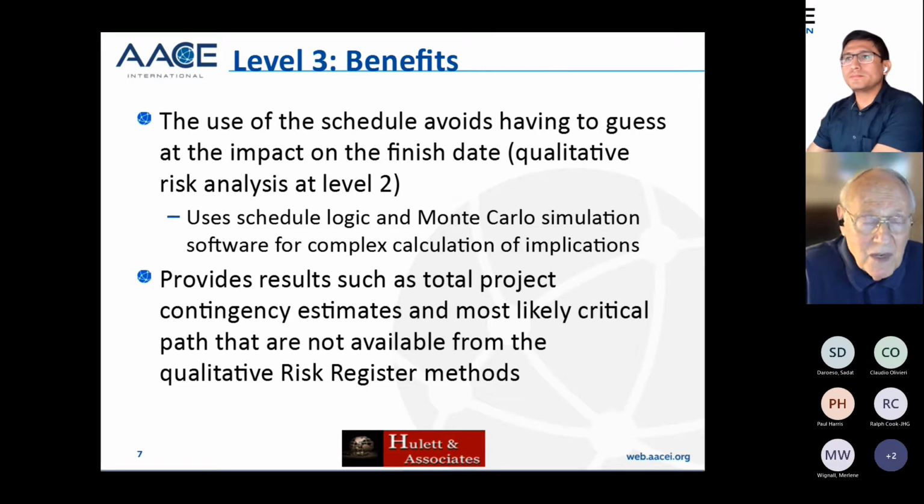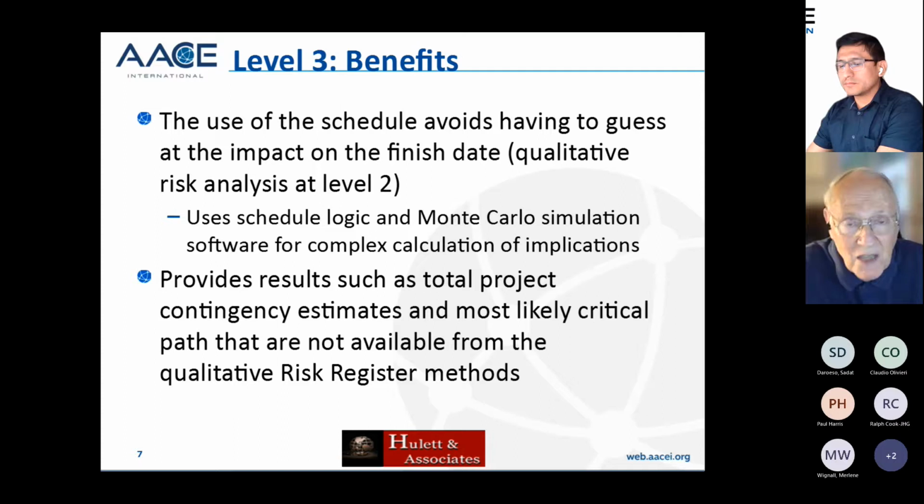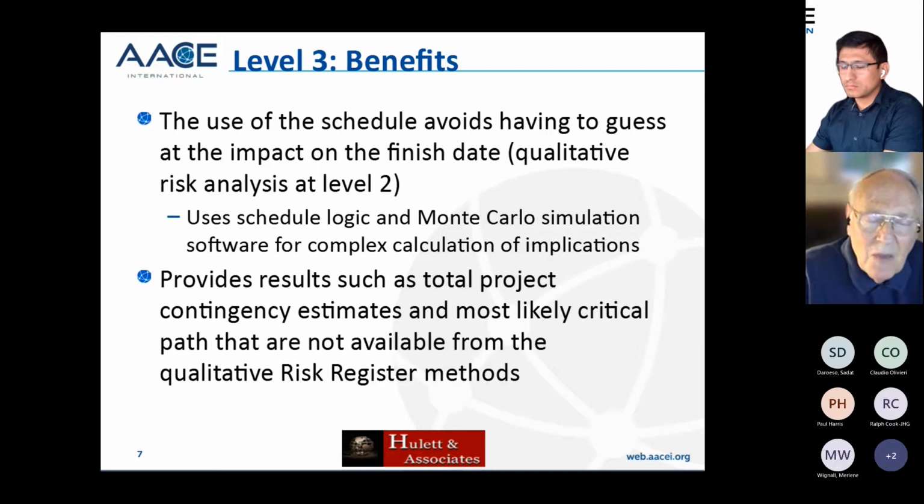In qualitative risk analysis, somebody says, here's the risk, and if this happens, it's going to have a level 3 impact on the finish date, or level 5, or level 1. And by the way, its probability is such and such a level as well. That way, for the risk register, people have to be trying to think about whether the risk occurs on the critical path, and what the impact of that is going to be. And if they do it right, they have to know something about the logic of the schedule. Well, they don't, and so they don't do it right. And so we are able to do that at level 3. And it provides some of these results that I talked about.